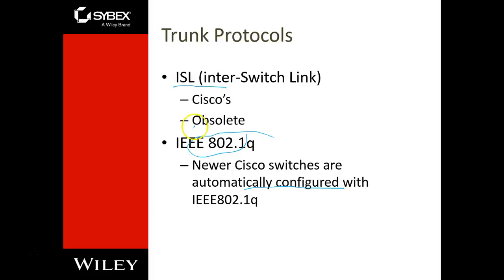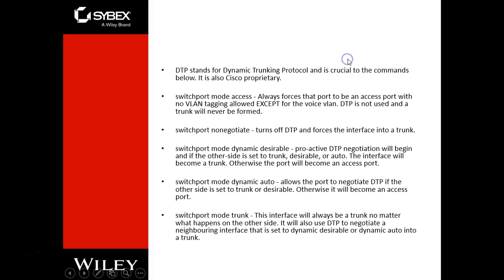ISL, Cisco's, says obsolete. Some old switches may have it. You're probably not going to configure it, and hopefully they're not even asking any questions about it anymore. They used to ask which one has a 48-bit frame header or something like that, and that was ISL. The 802.1q is just going to be a tag that's stuck in the middle of it.